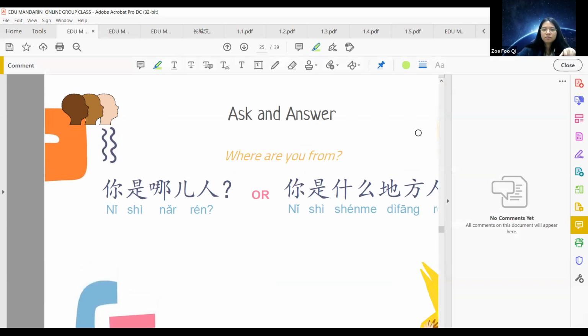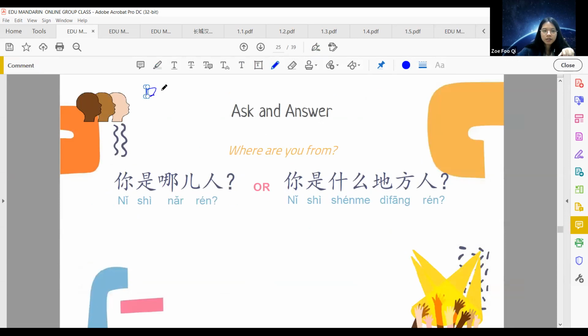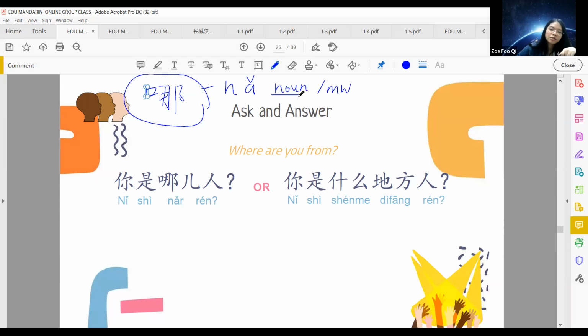Okay, so when you look at the 哪 over here, 哪 is actually where or which. But if there's a noun or a measure word at the back, then this one will only be which. For example, 哪国, which country. If there's the R over here, 哪, then this one will only be where. So this one is actually like the same thing.